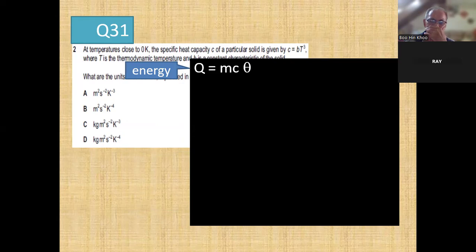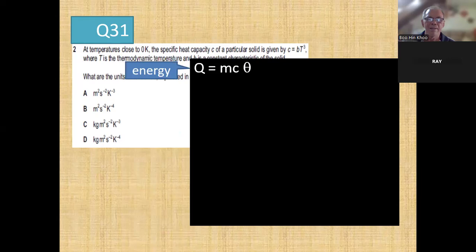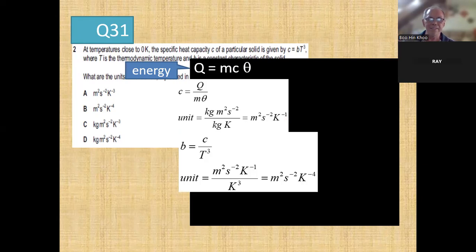Wait, B is what again? Constant. That's why you are supposed to find what B is. Oh, find B. Okay. Should be A. Right? If you don't know the unit for C, then work it out. Make B the subject, C over T cubed, and work it out. Sorry, wrong. B, answer is B.